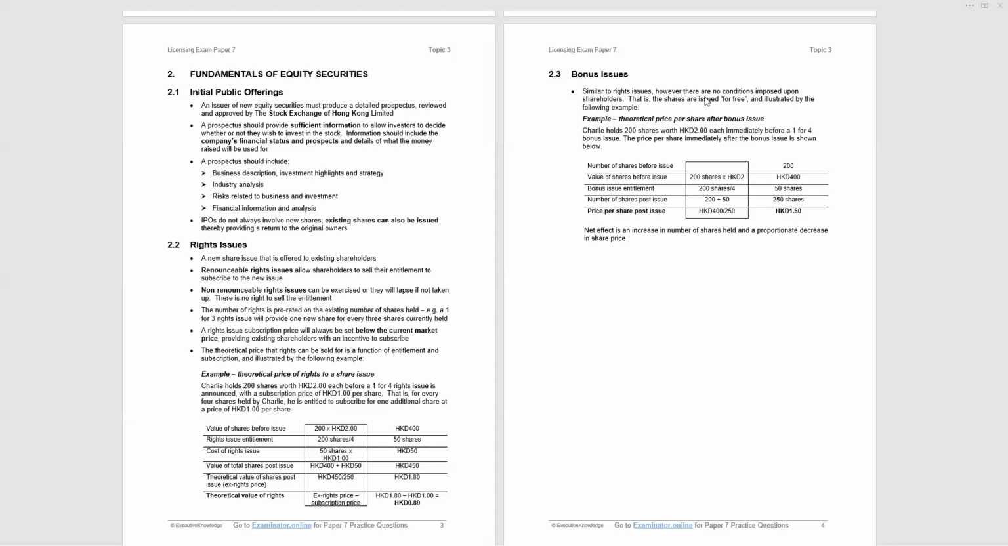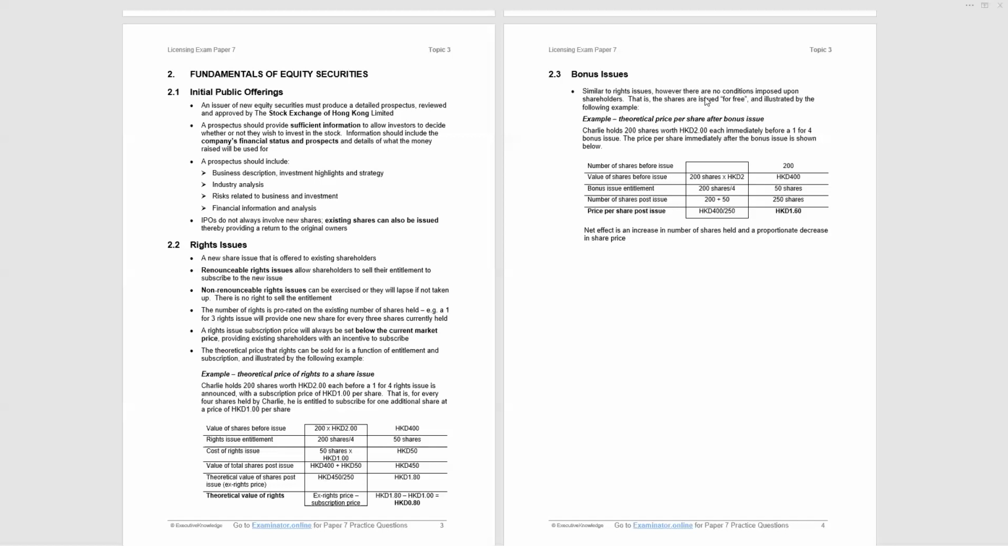So theoretical value of the shares after the rights issue, which is a classic exam question, 450 divided by 250, $1.80. Now, what is the theoretical value of the rights? Well, I am entitled to buy a share at $1, and that after the rights issue will become worth $1.80. So the value of the rights is the difference, 80 cents.